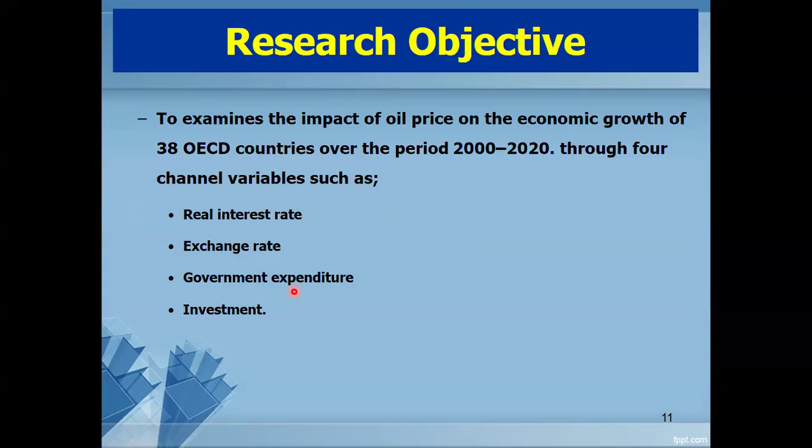Here, to examine the impact of oil price on economic growth of 38 OECD countries over the period of 2000 to 2020 through four channel variables. Here, this objective is very much clear, right? We are going to focus on 38 OECD countries during this time period and focusing on these channel variables because we are going to examine the impact of oil price on economic growth through these four channel variables such as real interest rate, exchange rate, then the government expenditure and investment.